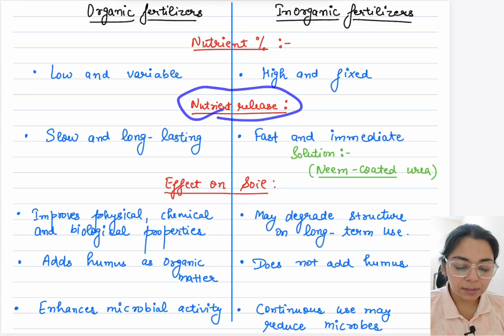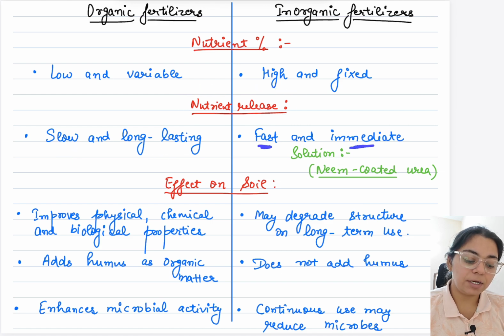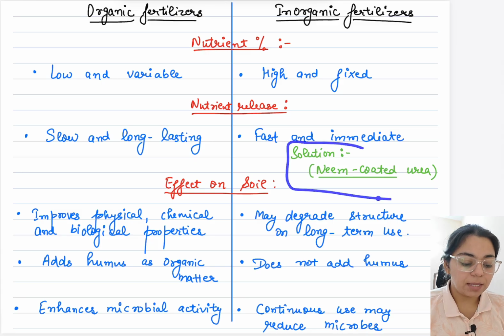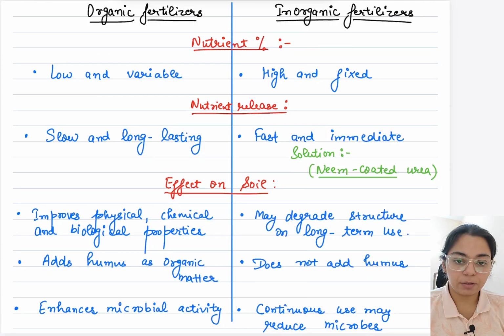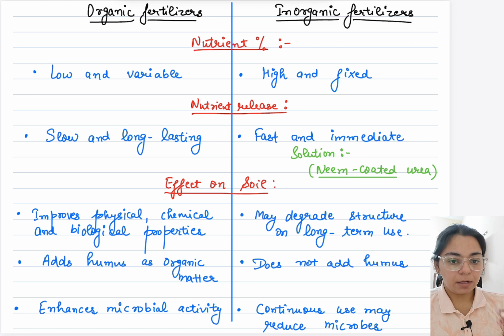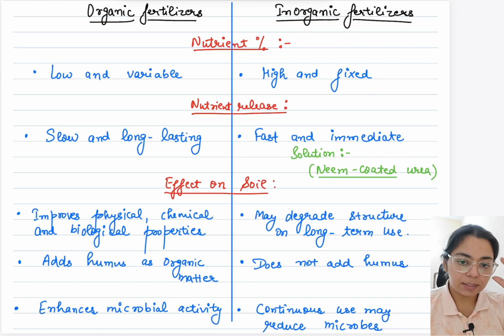Then nutrient release. Nutrient release will be slow and long lasting in organic ones, while in inorganic ones it is fast and immediate. That is the reason why neem coated urea came, because earlier when we used to put urea, it very readily got absorbed by the plant roots, and after that there were deficiencies and all. We wanted the urea consumption by the plant to be slow, steady, and over a longer period of time, so that the urea doesn't go waste or leach down, okay.